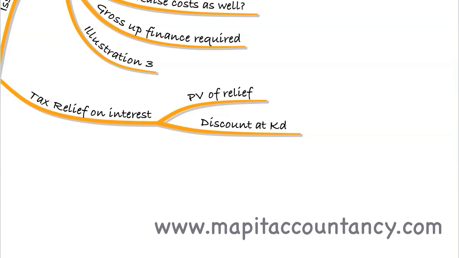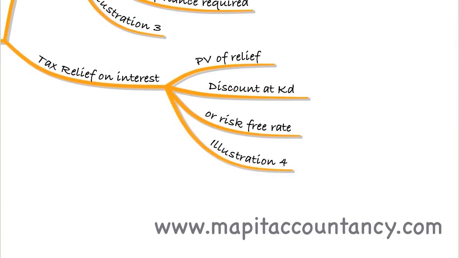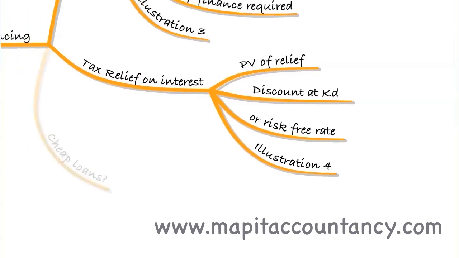So one of the key things in APV is remembering what discount rate to use at each stage. So for the tax relief on interest, we discount at the cost of debt. Now we could also discount it at the risk-free rate. It doesn't really matter which one, but just don't discount it at your ungeared cost of equity that you discounted for your base case NPV. You either discount at the cost of debt or the risk-free rate for the interest payable on your debt. So we did that in illustration 4.